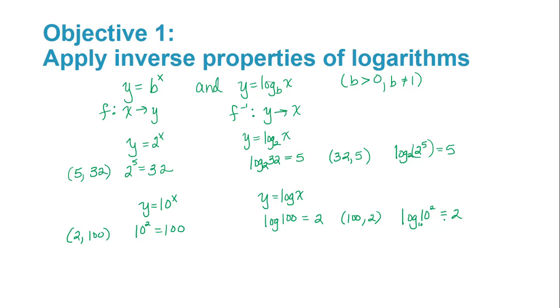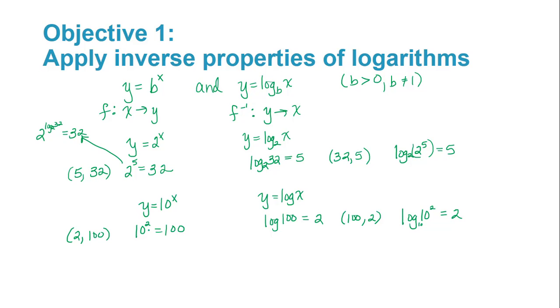Now here's another way. I don't want to blow your mind, but let's look at this. Instead of writing 2 to the 5 equals 32, what if I write it like this? 2 to the log base 2 of 32. Well, we just learned log base 2 of 32 is 5, right? So 2 to the log base 2 of 32 is really 2 to the 5, which is 32.